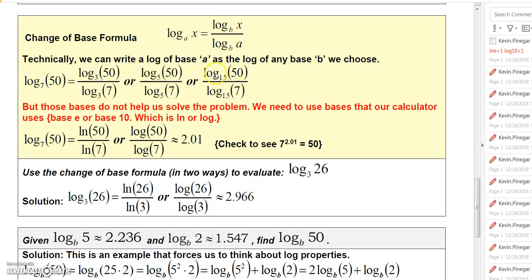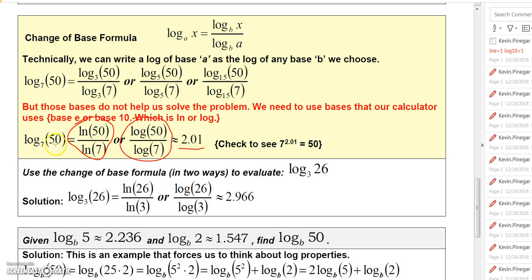But none of those would actually help me simplify the log because I don't have these log functions on my calculator. So what you would want to do is you could go two ways here. You could write the log of 50 base 7 as either the natural log of 50 over the natural log of 7 using the base e, or common log of 50 over the common log of 7 using base 10. Because if you wrote it as this or wrote it as this, these keys are on your calculator, so you could just go to your calculator and punch in log of 50 divided by log of 7 and then get the answer, 2.01.